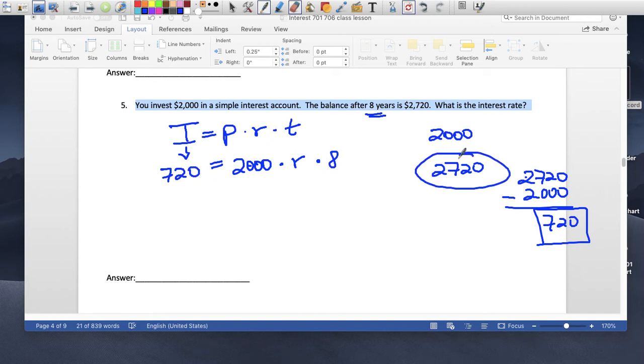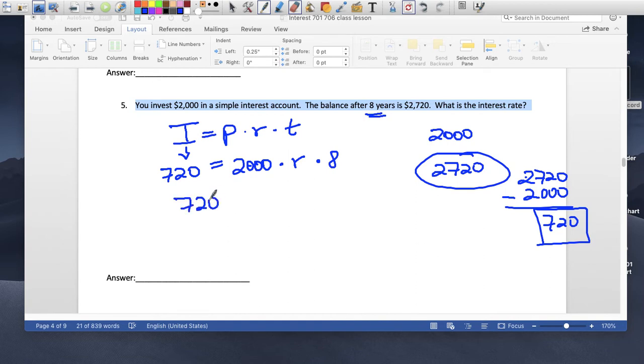And this makes sense, right? Because after 8 years, you close the bank account, you're going to take the 2,000 that you put in plus the 720 that the bank gave you. So what was the interest rate? Was it 5%, 6%, 10%, etc.? That's what we're trying to find out.